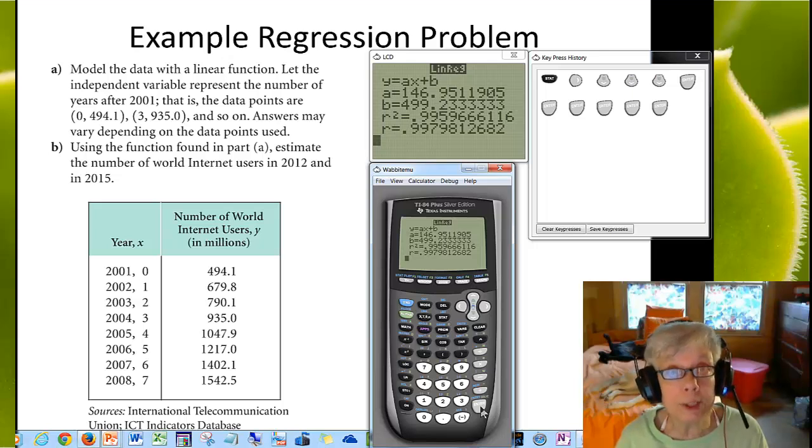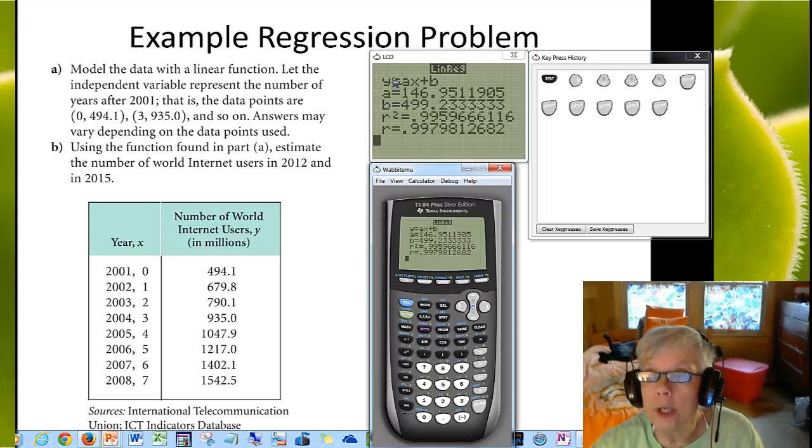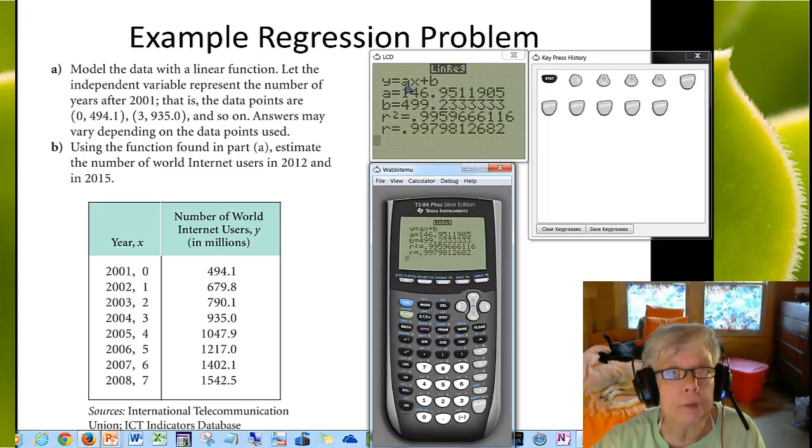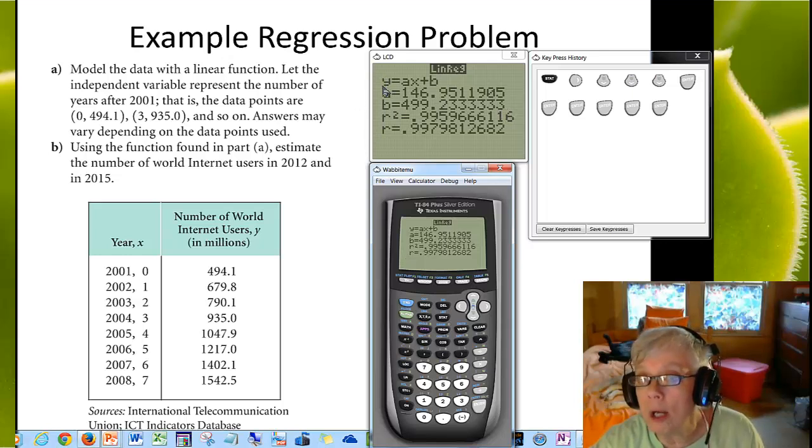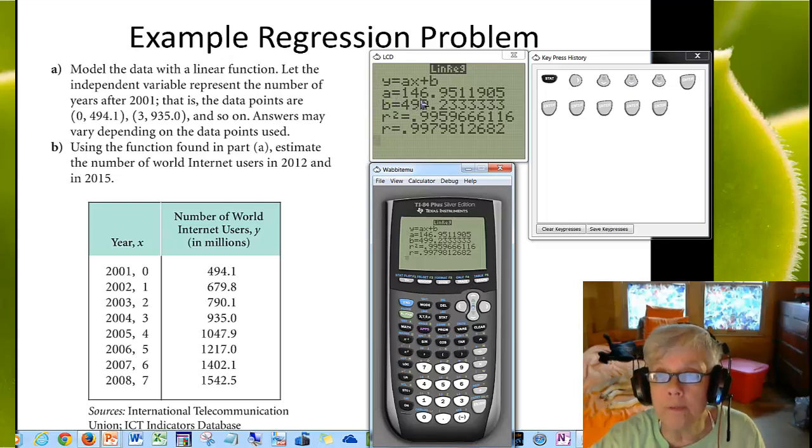This tells you what your linear regression is. We're using the slope-intercept form of the line. They use the international letter for the number in front of X. We use M in America, but internationally the most common letter is A. And they tell us what A is. This number goes in for the A, and this number goes in for the B. So that our regression equation is Y equals 146.9511905 X plus 499.233333333, and that's called our best fit or regression equation.